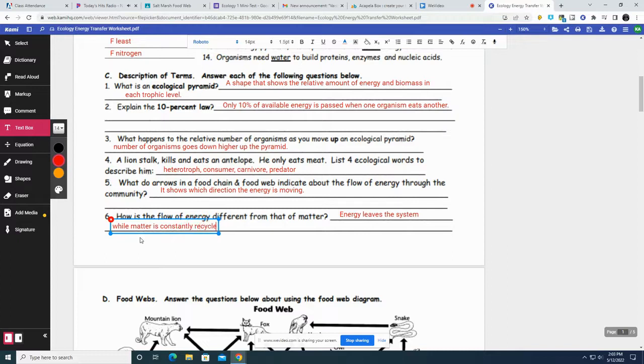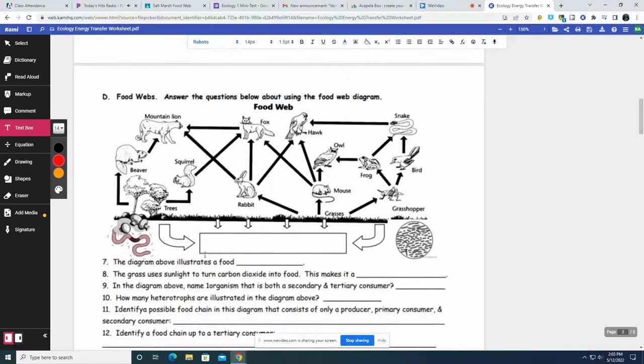Constantly recycled. So we have all the matter we're ever going to have. We have all the carbon, hydrogen, oxygen. We can't make any more of that stuff. That's all we got on Earth. But thanks to decomposers, when something dies, the decomposers break it down and return all those elements to the biosphere so it can be used again. That's kind of confusing.